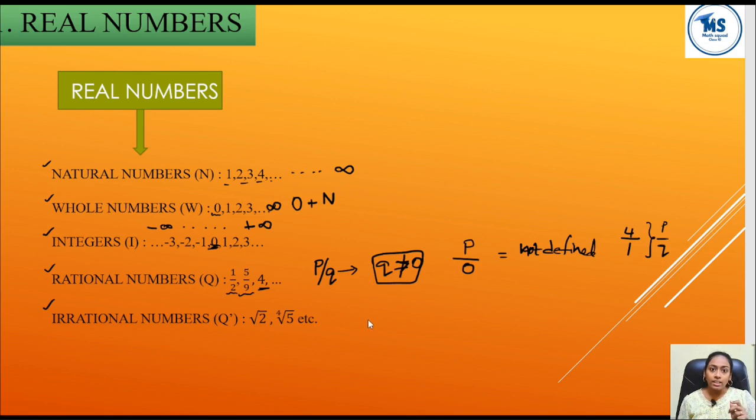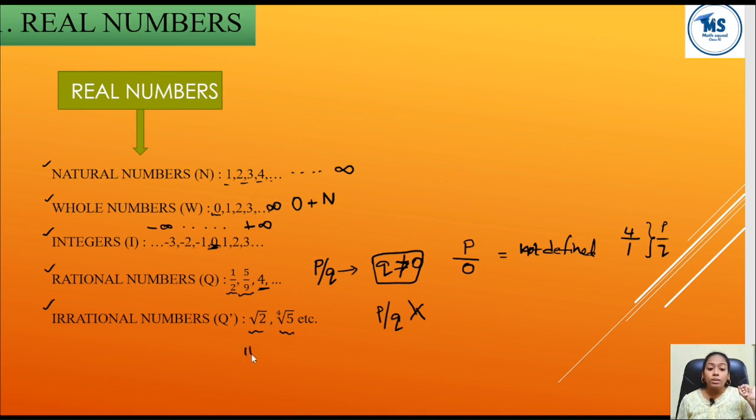Okay, then comes irrational numbers. Irrational numbers are the numbers which cannot be written in the form of p by q. No matter what you do, they can never be written in the form of p by q. For example, square root 2 and 4th root 5. All the roots like square root 2, root 3, root 5, anything under root is an irrational number. We have seen all these things in class 9.